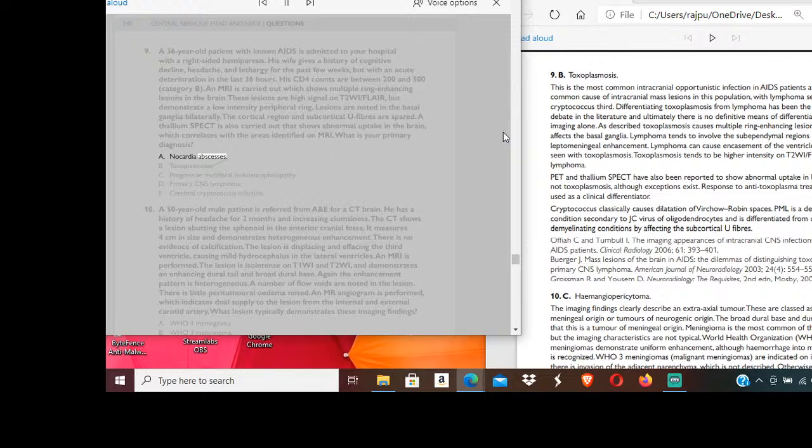A. Nocardia abscesses. B. Toxoplasmosis. C. Progressive multifocal leukoencephalopathy. D. Primary CNS lymphoma. E. Cerebral cryptococcus infection.